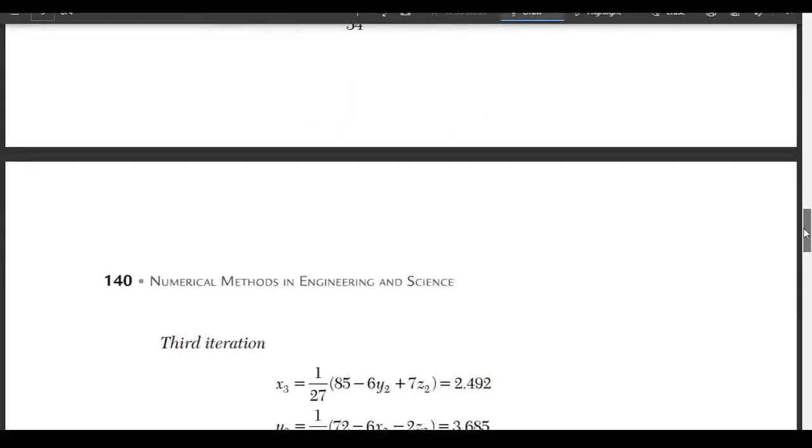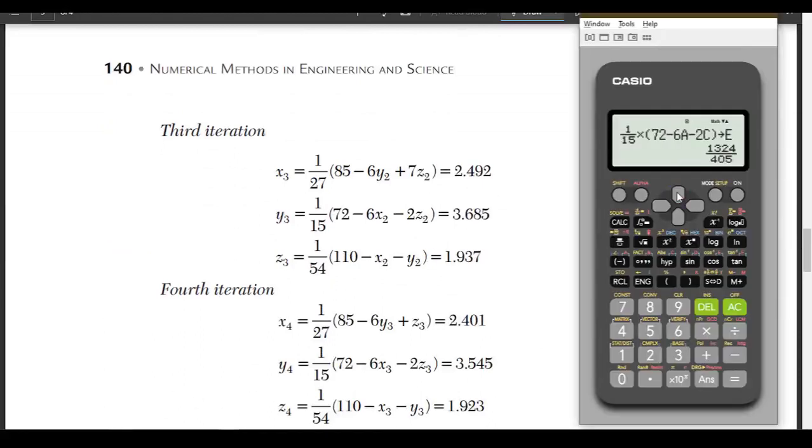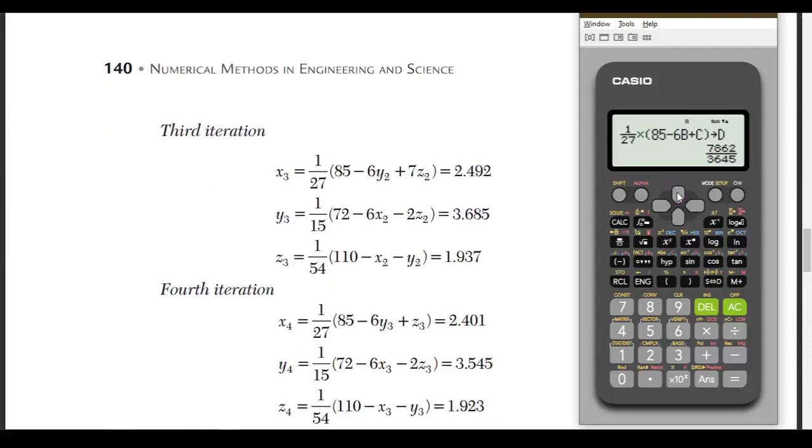Now let us go to the third iteration. In the third iteration also you just go to history. Before going to history, we have to assign these D, E, F to A, B, C. D store to A, done. E store to B, and now F store to C, done.